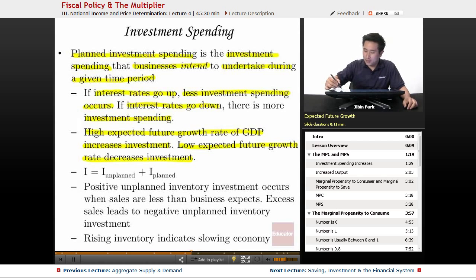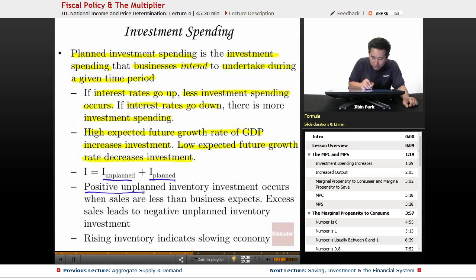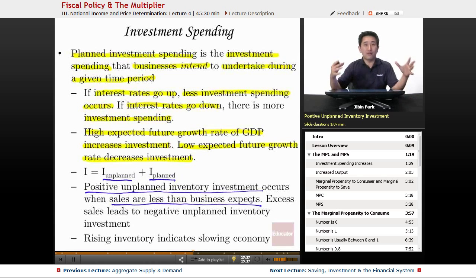Okay, and when you're looking at this situation here, investment can equal unplanned and planned inventory investment. You will have positive unplanned inventory investment. That's going to occur when sales are less than business expects. So if you have a lot of inventory, it's probably not a good sign, because then you've overproduced. So if you have positive unplanned inventory, that means sales are generally sluggish here.